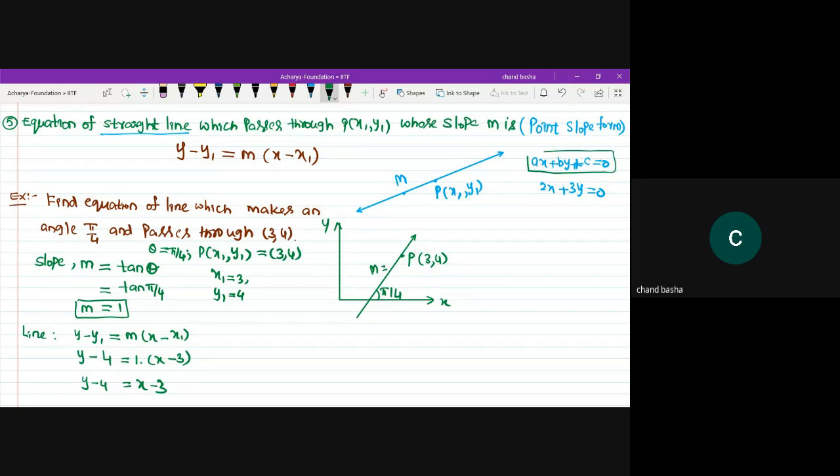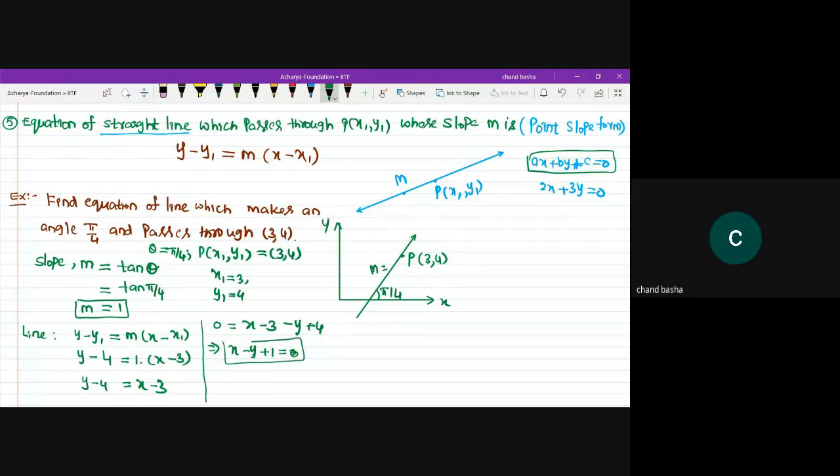of ax plus by plus c. First x, next y, and then constant. Right? So we can take everything to the right hand side. So let 0 be equal to x minus 3, next minus y, minus of minus plus 4. So we can write it as x minus y plus 1 is equal to 0, which is the required equation of the straight line, guys.